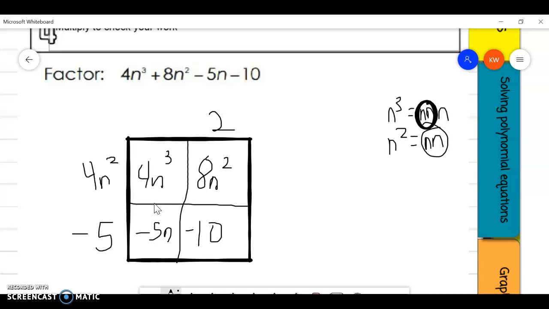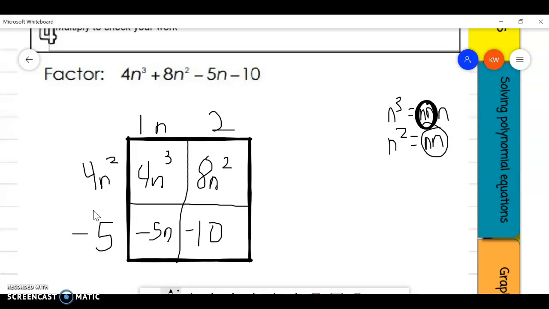Now over here, I look at 4n to the third and negative 5n. Now both of these aren't divisible by anything other than 1 for 4 and negative 5. So we know that part is there, that 1. And since this is n to the third and this is just n by itself, the only amount of n's they both have in common is just n.